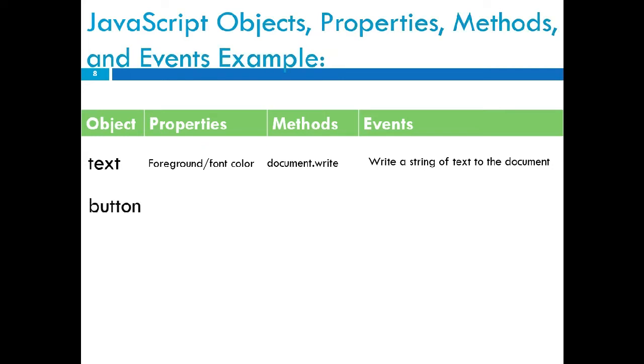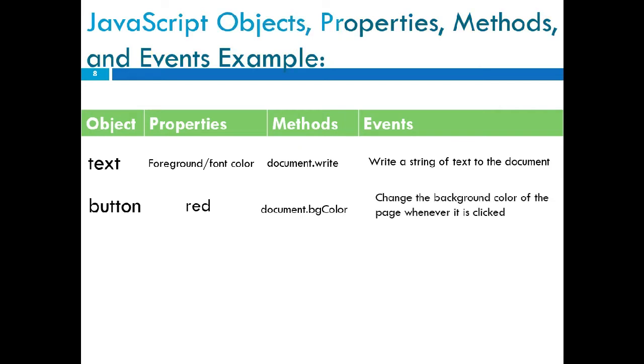The next one is a button. The property is red, which stands for the red button, and document.bgColor. BG here stands for the background, and the event is to change the background color of the page whenever the button is clicked.